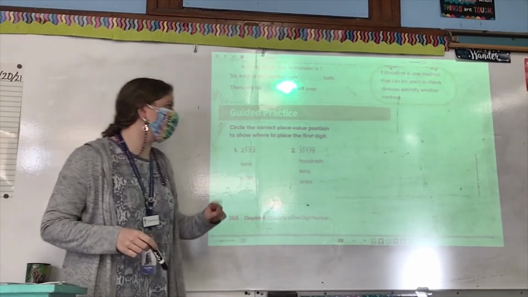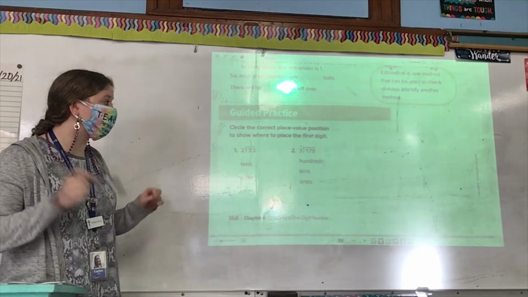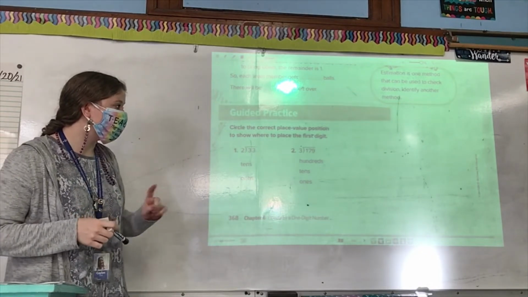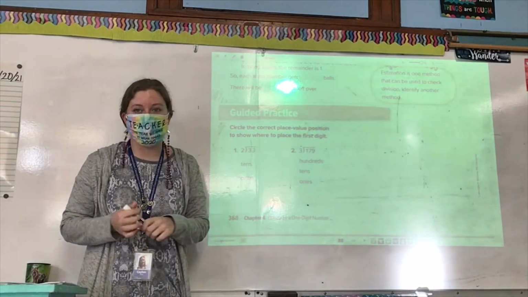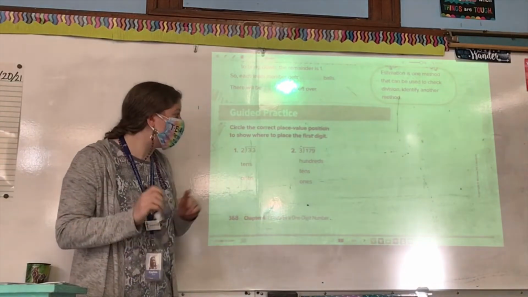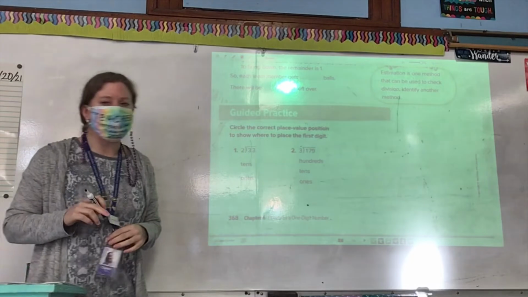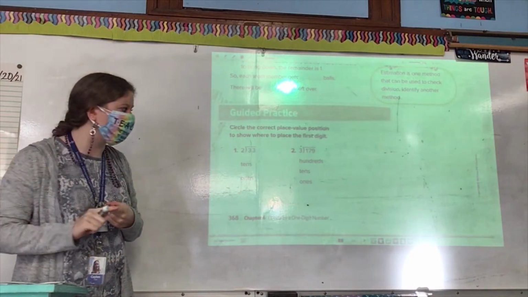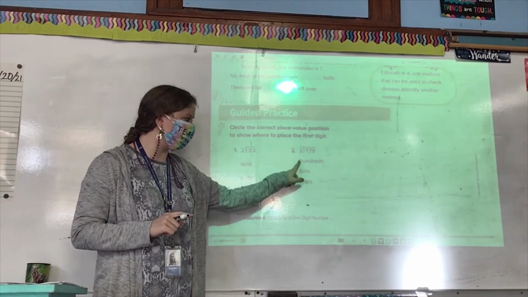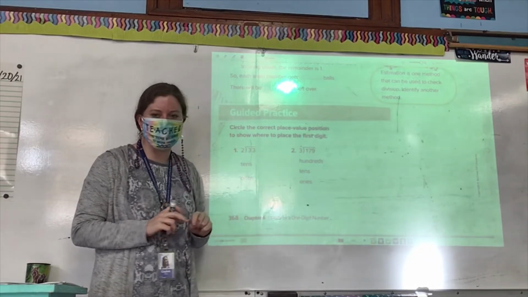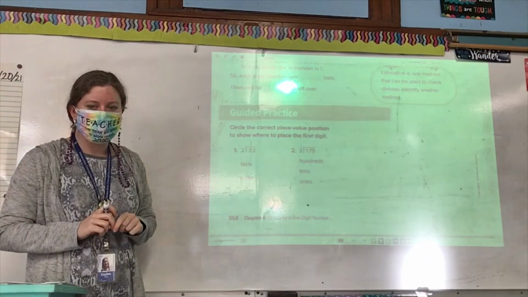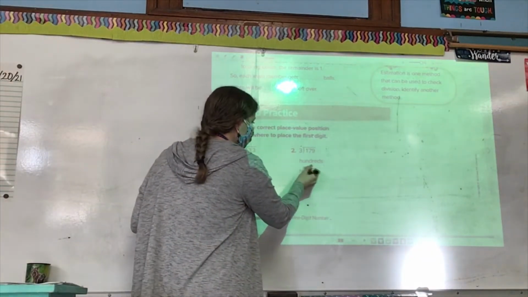So for number 2, first we're circling the correct place value position to show where to place the first digit in our quotient. Then we're going to solve. Smith, for number 2, 179 divided by 3. Does the first digit of the quotient go in the hundreds place, the tens place, or the ones place? The tens place.